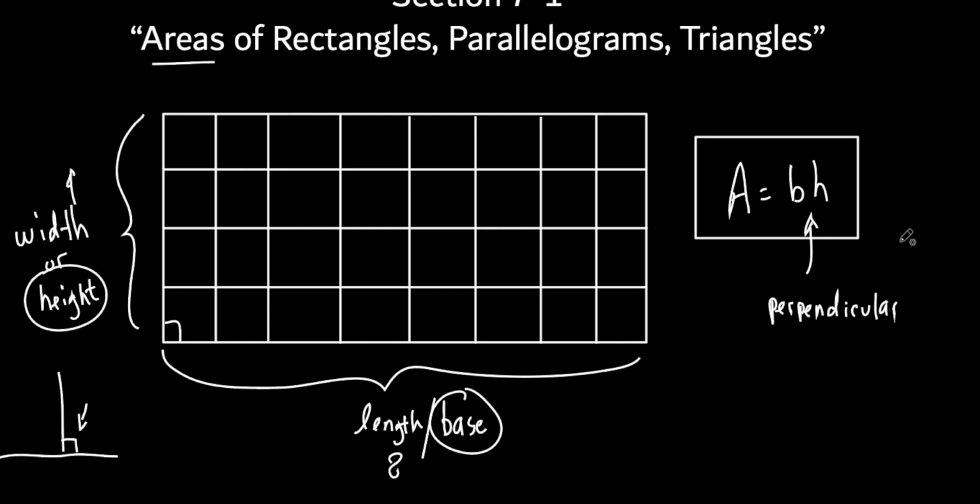Because you're going to see some stuff that may not look like it's perpendicular and you may think is the base and the height. The base and the height have to make a 90-degree angle. They have to be perpendicular with each other. All right, that's super, super important. Make sense? Yeah. So that's how you find the area of a rectangle.